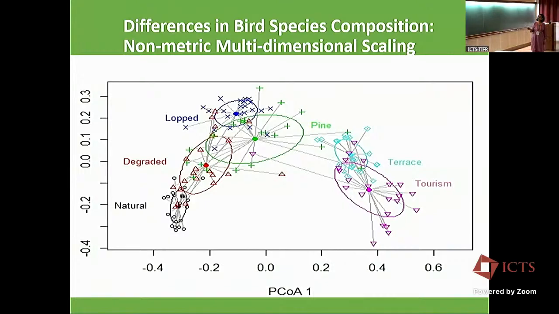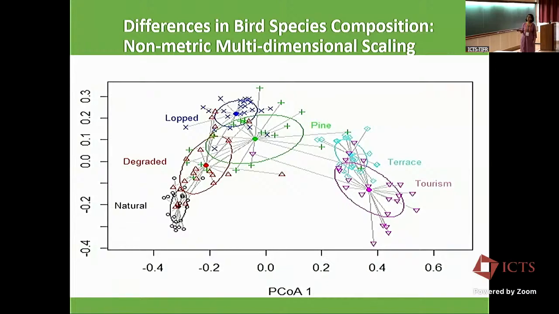So each of these symbols indicates one site where all the sampling has been done, and the size of the circle of one site indicates the amount of variability in the species composition, which means what are the birds existing there and at what numbers, right? So basically, the distance of each of these circles from each other indicates the difference, okay? And what you can see here is that natural forest is very different from everything else, and everything else is quite distinct, but the lopped forest that I showed you earlier, where the trees are cut right down to the stump, is very similar to the pine in terms of the species that are there.